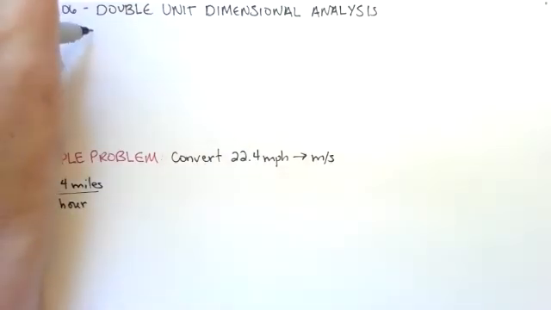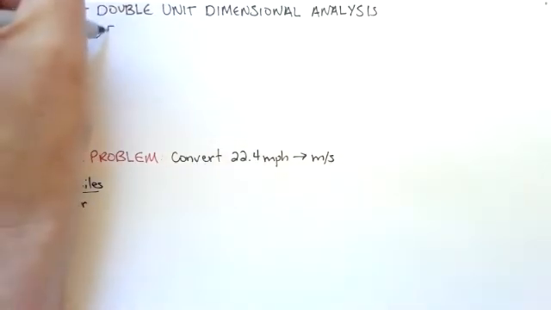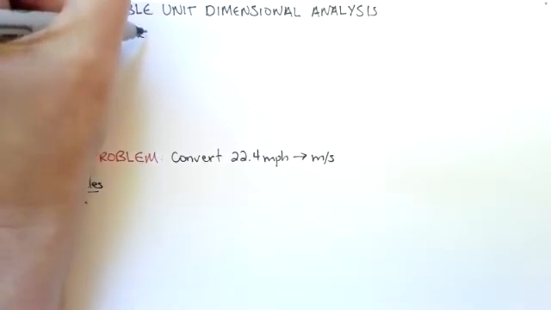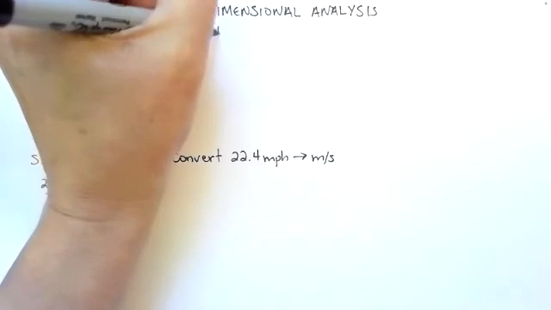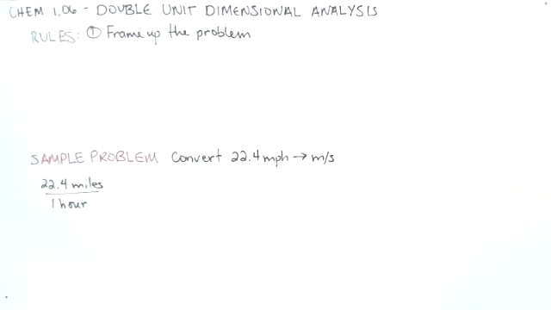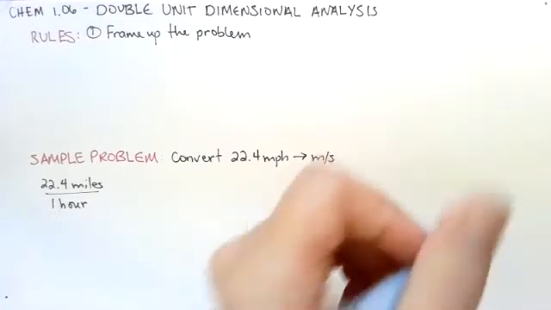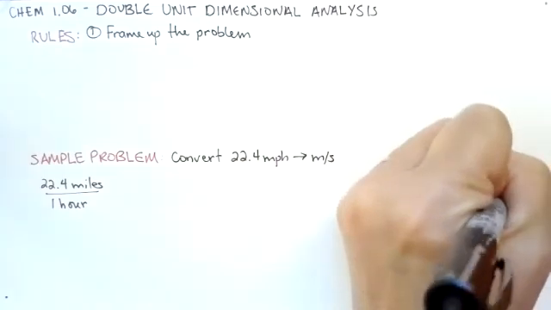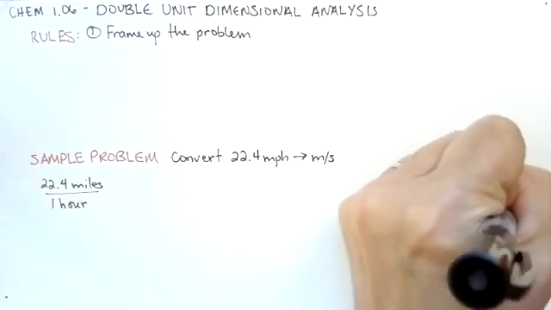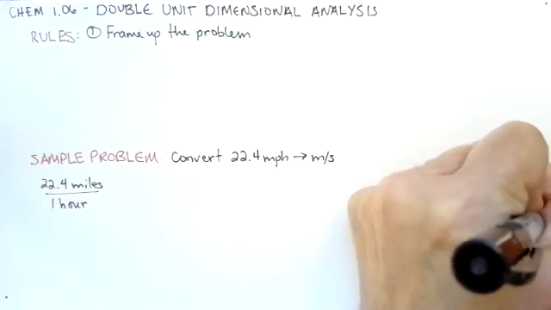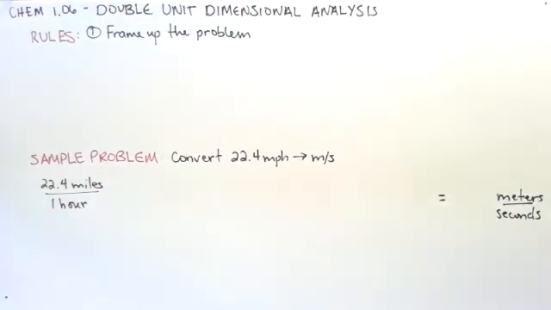So we said step number 1 was to frame up the problem. And I started doing this already. So over here on the left, I wrote 22 miles and I put that over 1 hour. And over here on the right, I'm going to give myself plenty of room. I'm going to put meters over seconds. And you probably just wrote M over S.